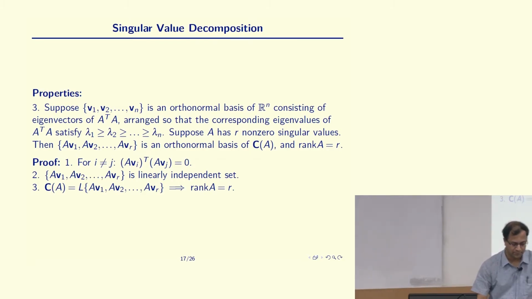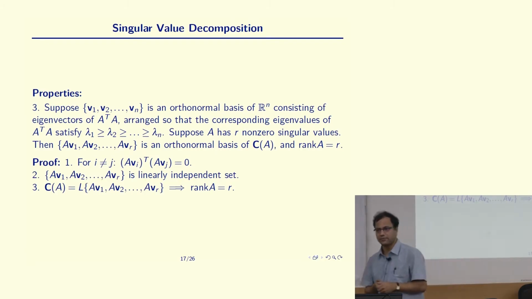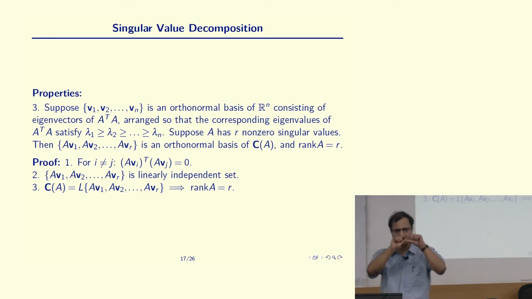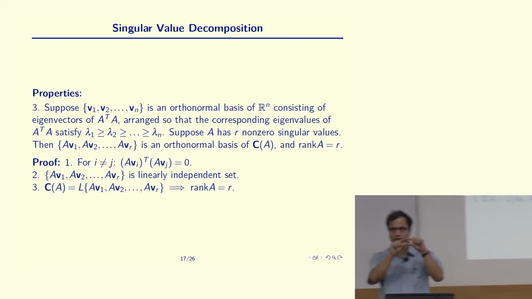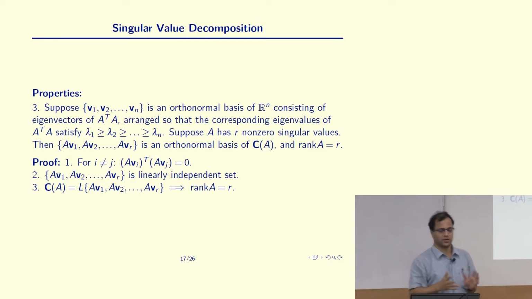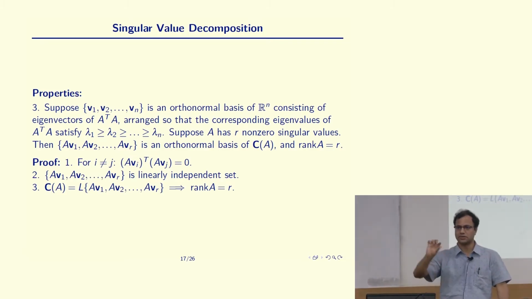So suppose V1, V2, Vn is an orthonormal basis of Rn consisting of the eigenvectors of A transpose A. Those are the singular vectors of A, right? Now we will also order the eigenvalues, as I was saying, in terms of importance. So we always order the eigenvalues in decreasing order. And we consider V1, V2, Vn in that particular order, according to the importance of the eigenvalues.